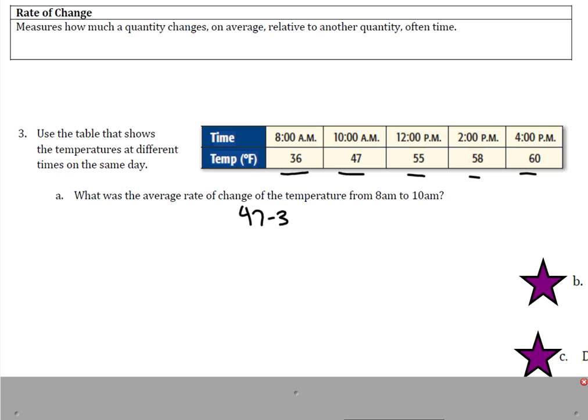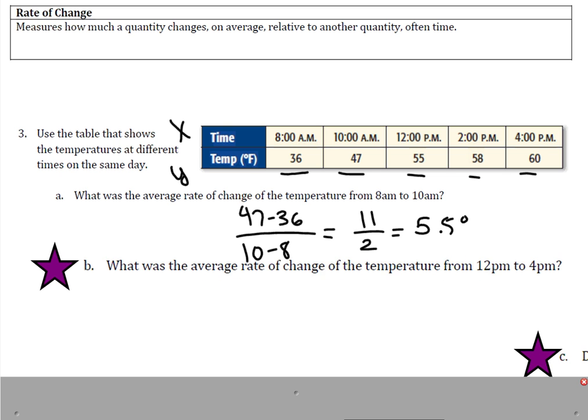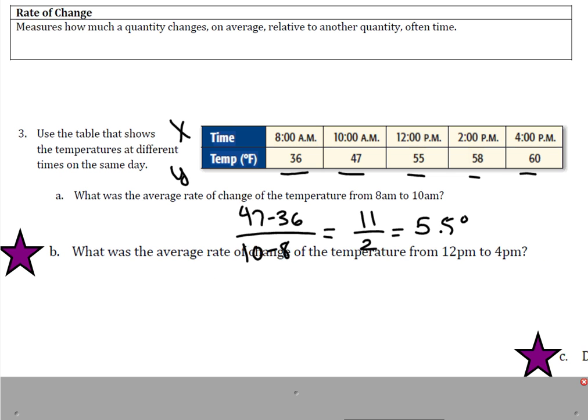You're going to take 47 minus 36 over 10 minus 8. These become your x values. These become your y values. So 47 minus 36 is 11, I hope. So the average rate of change is going to be 5.5. In the context of the problem, that means it's 5.5 degrees per hour.